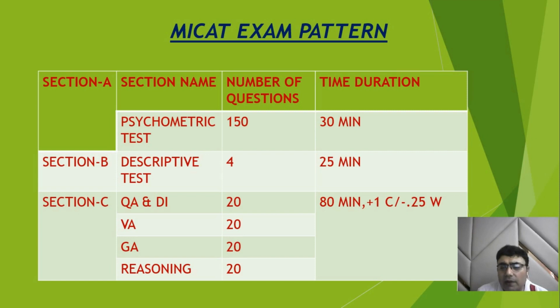The first section that appears is quantitative aptitude and data interpretation. 20 questions are asked in this section. Second is verbal ability. 20 questions are again asked in this section. Then journal awareness. 20 questions are asked in this section. And reasoning, again 20 questions. So a total of 80 questions are asked, and 80 minutes is given, and there is no section time limit. +1 mark is awarded for each correct answer, and -2 points for each wrong answer.